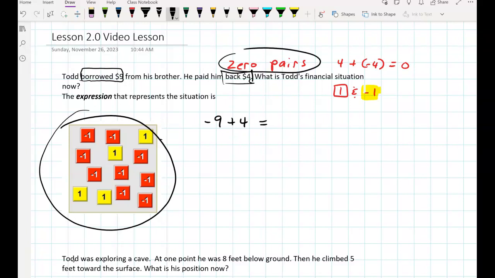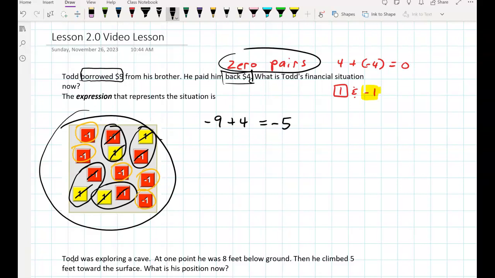Well, we're going to use zero pairs to figure this out, because when you add zero pairs, they make 0, and so basically they cancel each other out. So let's go through here and cancel out some zero pairs. Well, here's a zero pair, a negative 1 and a positive 1, so they're gone. Here's another zero pair, they're gone. Here's a zero pair, so they are gone, and here's another zero pair, and they are gone. So then when we're all done, what's left in our diagram? Well, let's find out. There's 1, 2, 3, 4, 5 negatives. So our answer is negative 5.